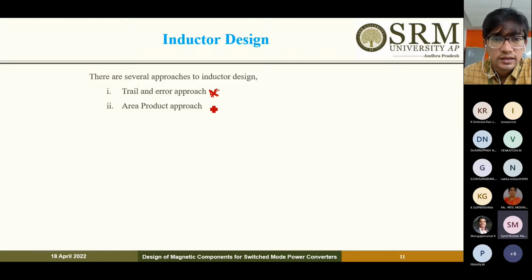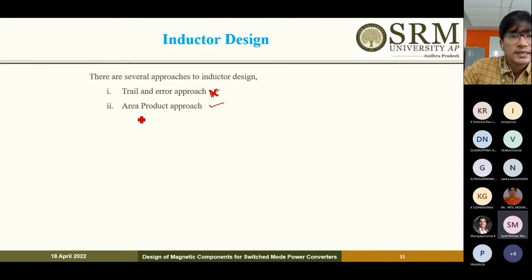This is the best practice to design an inductor for any converter topologies. So now we'll try to understand how to design an inductor by using the area product approach. There are several steps involved in this area product approach.